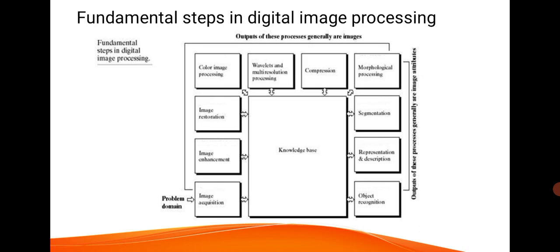To process a digital image, we have certain fundamental steps. The first step is image acquisition, which is getting the image from a source. After the image is acquired, we have to enhance it, called image enhancement. After image enhancement, we have image restoration. Next are color image processing, wavelets and multi-resolution processing, compression, morphological processing, segmentation, representation and description, and object recognition. These are the basic fundamental steps to process digital images.